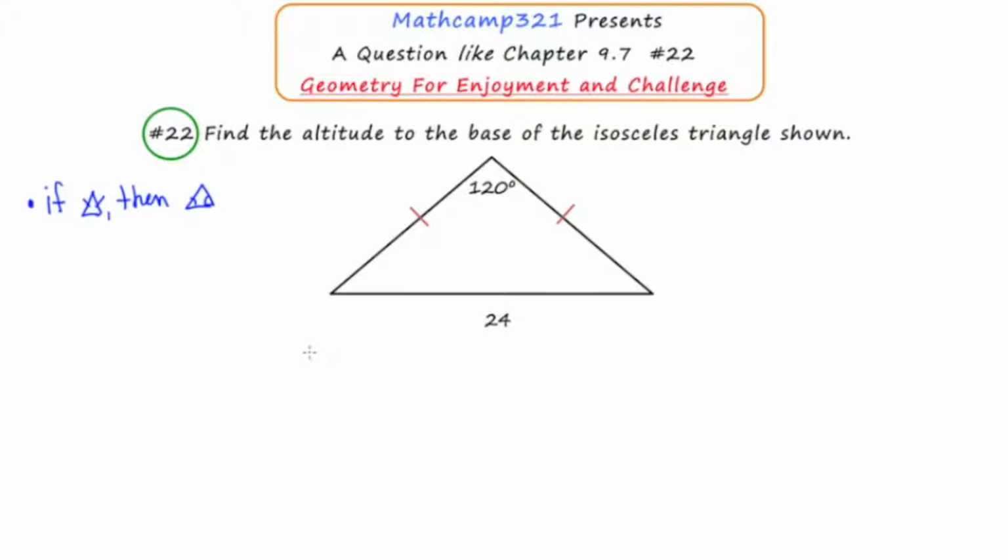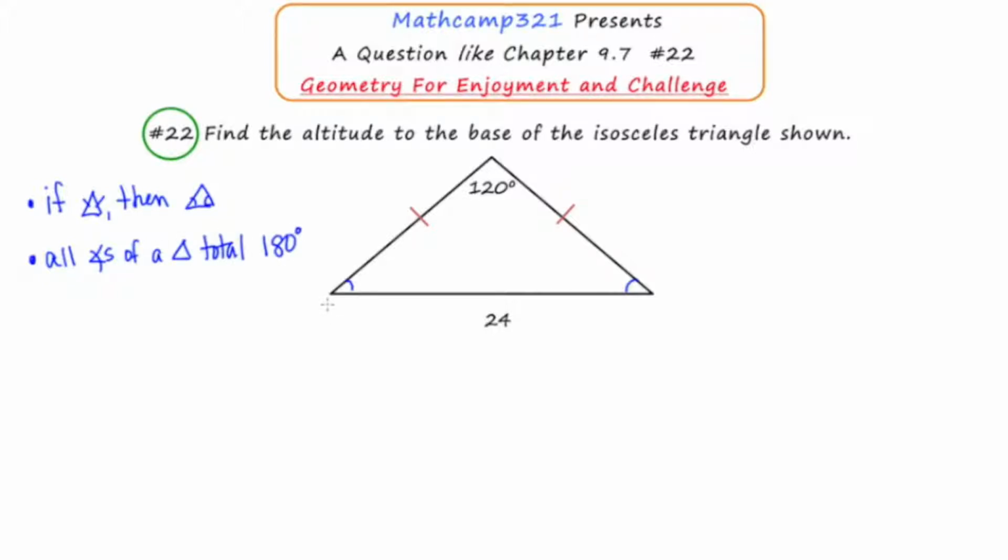This theorem is going to tell us that the base angles of this isosceles triangle are congruent. So I'm going to go ahead and mark those with tick marks. The other theorem that I need to know is the theorem that tells us that all of the angles of a triangle total 180 degrees. This is the triangle sum theorem.